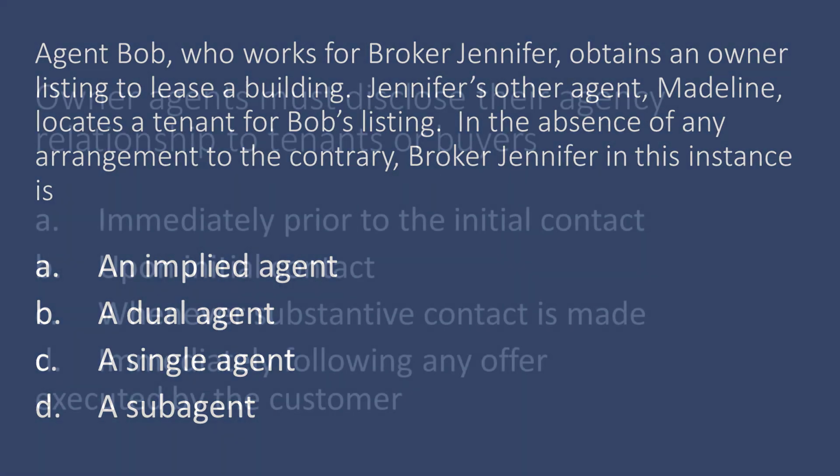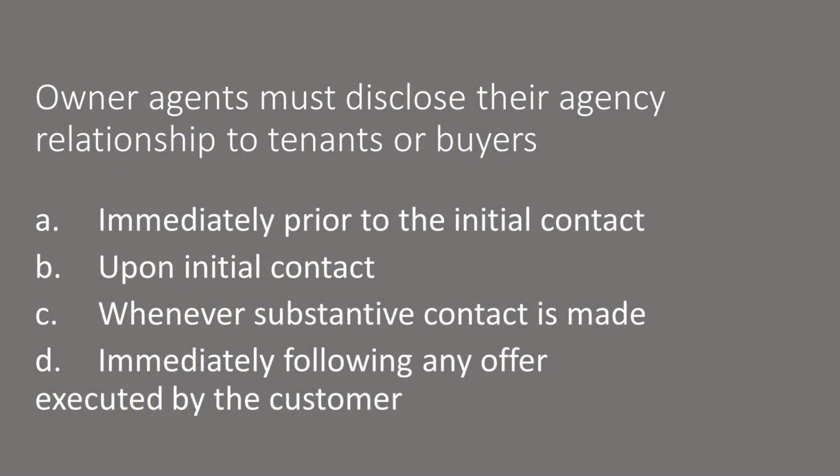Question number 13. Owner agents must disclose their agency relationship to tenants or buyers A. immediately prior to the initial contact, B. upon initial contact, C. whenever substantive contact is made, or D. immediately following any offer executed by the customer.